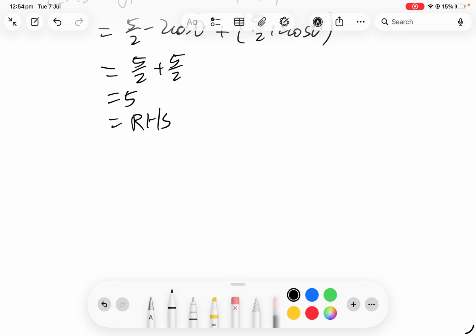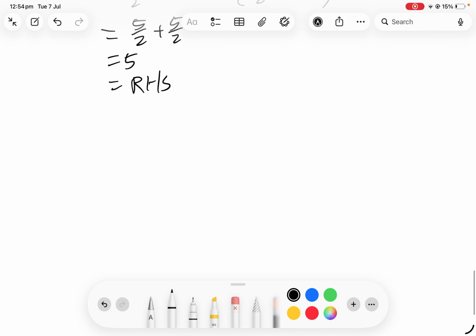So I'm not sure why i squared doesn't become... I don't think you use the i here. That's a problem. Oh well, that's it for part A of this question. Part B is similar but different.